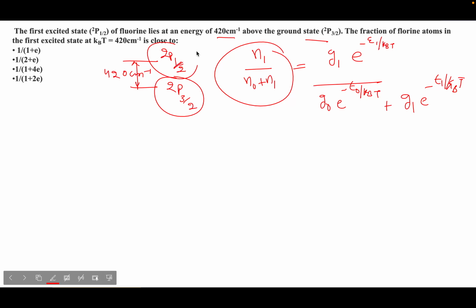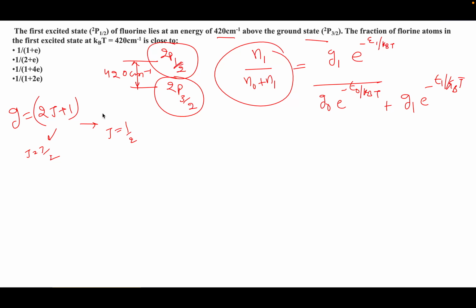Now from these two we can calculate the value of g. So g is 2J plus 1. For the ground state J is 3/2, and for the excited state J is 1/2. The notation is 2S plus 1 L J, so this J will give the degeneracy. By putting in 3/2, we get 4. So g is 4 for the ground state and g is 2 for the first excited state.